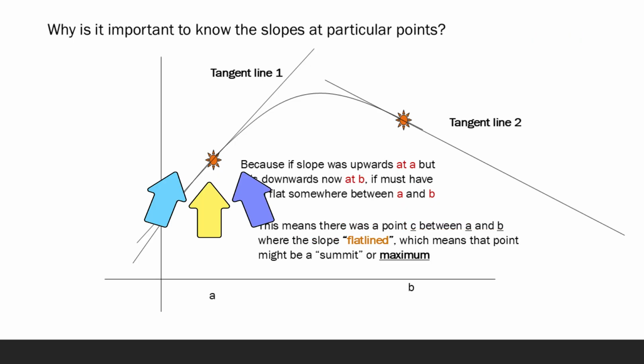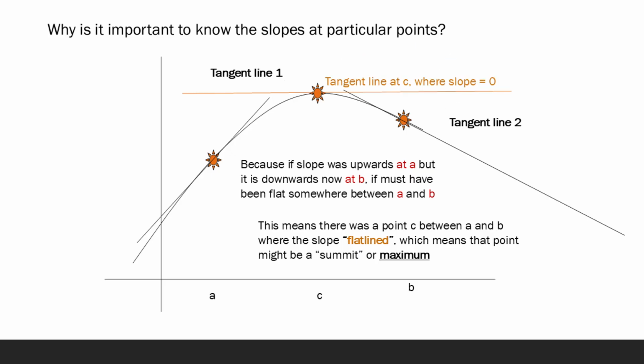Well, because if the curve is sloping upwards at A, but it's now downwards at B, it must have been flat somewhere between A and B. This means there was a point C between A and B where the slope flatlined, which means that the point might be a summit or maximum, like so. This can be very, very useful, therefore, to look for the optimum, here the maximum, by just taking a look at how the tangent line behaves as you move from one end of the curve to the other.